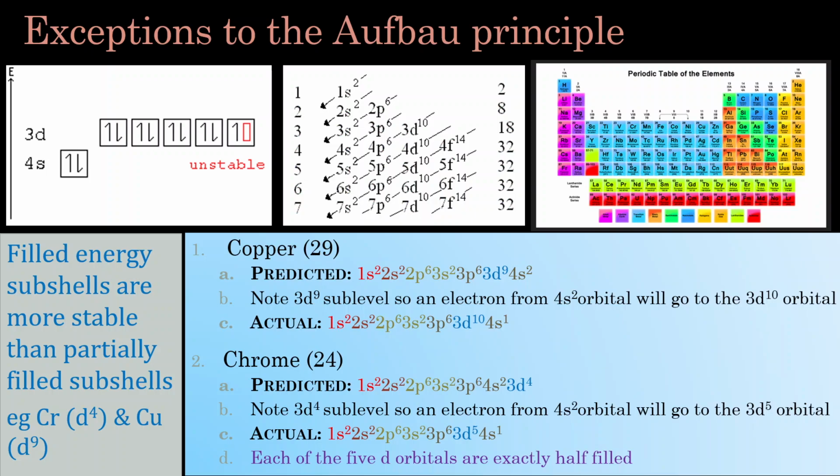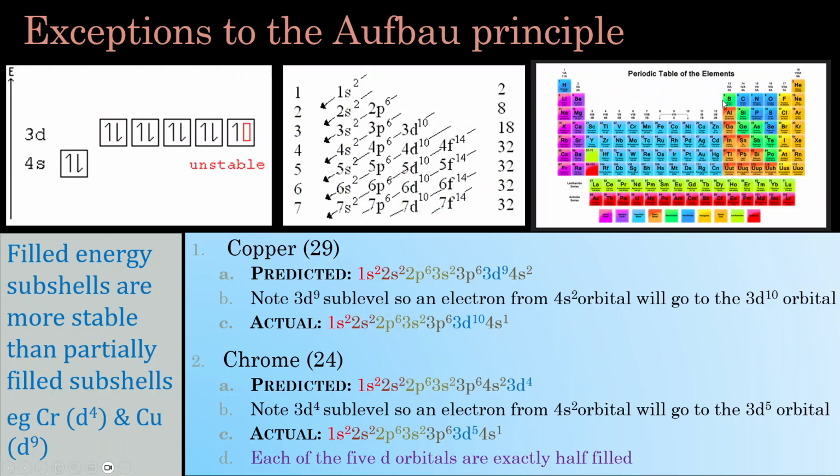Now, there are 2 exceptions to the Aufbau principle, and that's copper and chrome. You can see that's a 3d4 and that's a 3d9. So there's something that's going to happen here. Instead of filling up the 4s subshell, these filled energy subshells are going to be more stable than the partially filled subshells.